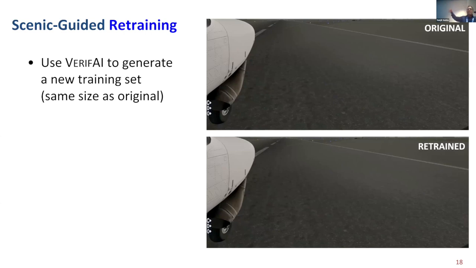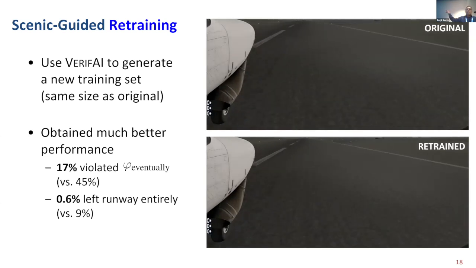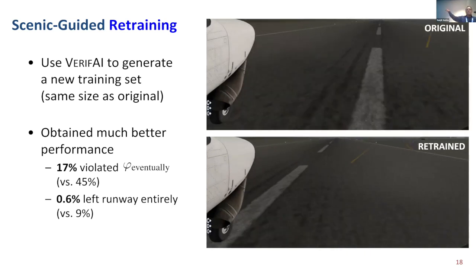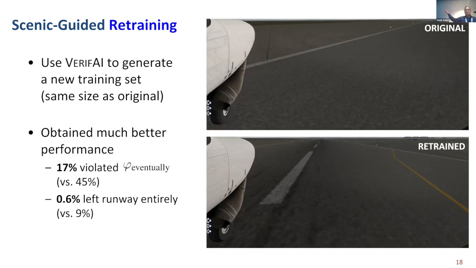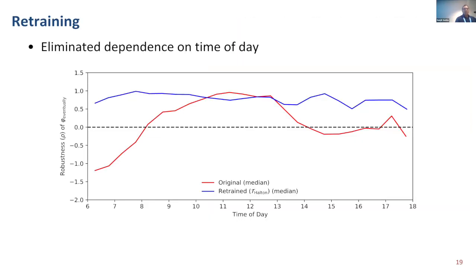Okay, so using SCENIC again, we were able to generate data and retrain it, and overall, we obtained much better performance on the retrained neural network. So here's a particular environment configuration, exactly the same in the top and bottom. The original neural network, as you can see, is proceeding to drive the plane off the runway, and the retrained neural network is doing a much better job. Okay. All right, and then you see that quantitatively also. So the blue line now is the performance of the retrained, which the median value is always above 0.